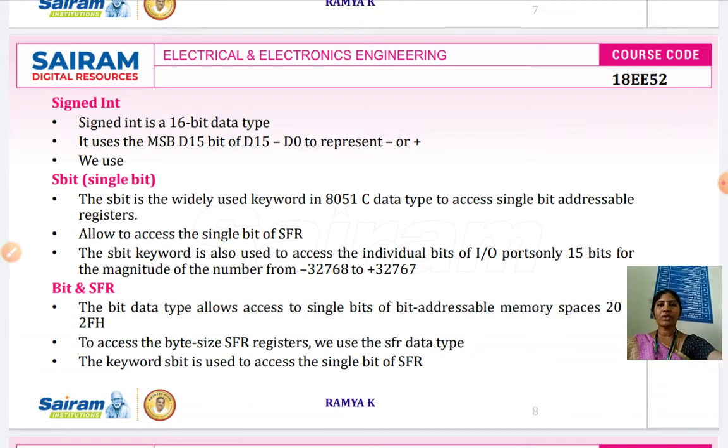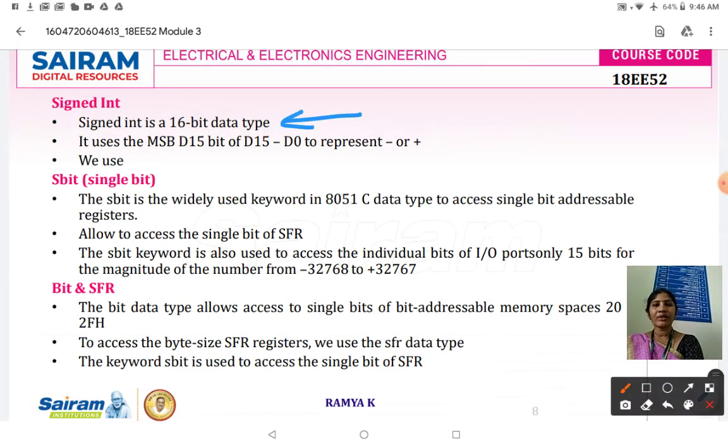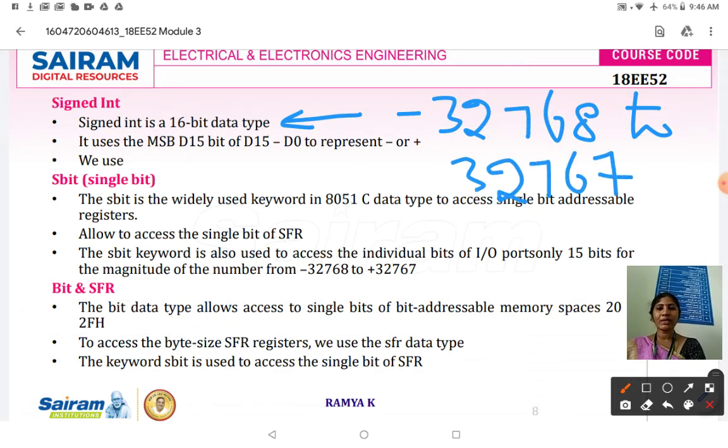In the case of your signed int, the signed int data type is also 16-bit, and here the data ranges from minus 32,768 to plus 32,767. Wherever we want to represent a positive or negative number, a signed number, there we are going to use the signed data type.